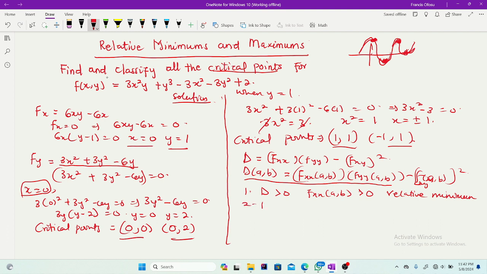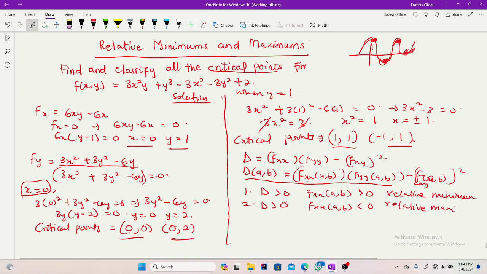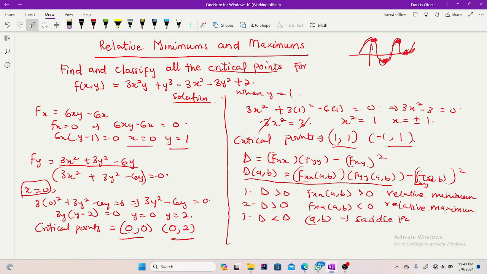Then also number 2, when D is greater than 0 and fxx(a, b) is less than 0, then we have a relative maximum. But the third condition is when D is less than 0. When D is less than 0, then the point (a, b) is said to be a saddle point. Saddle points are points which are neither minimum nor maximum, and at that point there is a constant change.